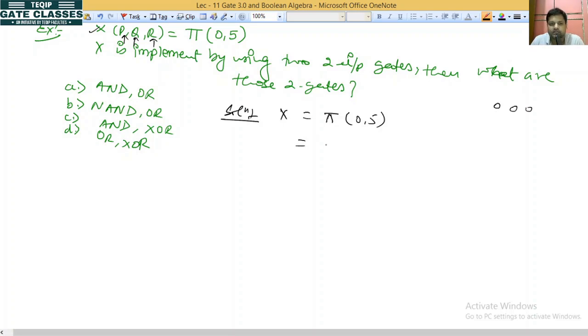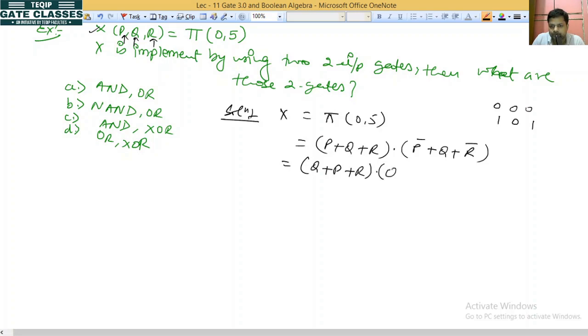Then you can write it as p plus q plus r, the first max term, and it is ending with 5. 5 is 1 0 1, so 1 is represented in complemented form, so it will be p bar plus q plus r bar. Okay. Now you can multiply it. No need to multiply, we have one formula here. So q plus p plus r is equal to q plus p bar plus r bar.